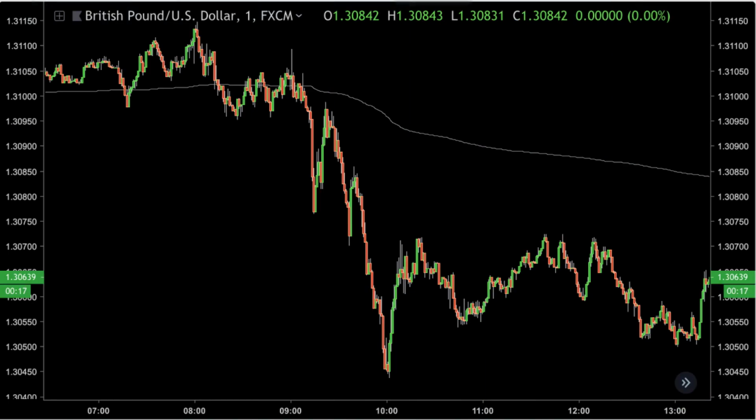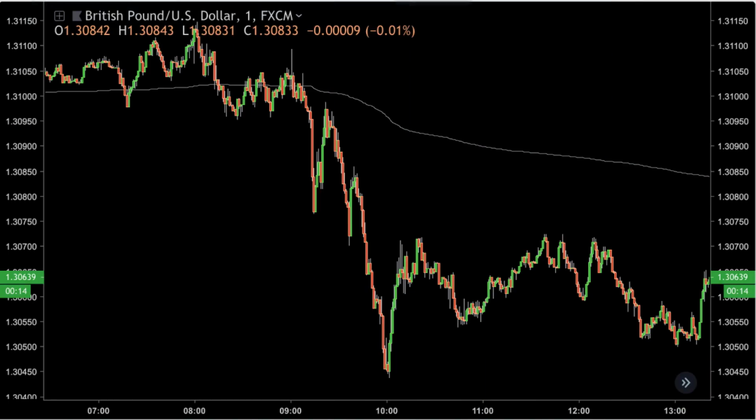Okay guys, in this video we're going to look at support and resistance scalping. So scalping off those support and resistance levels, that's your strategy. Let's dig into it.